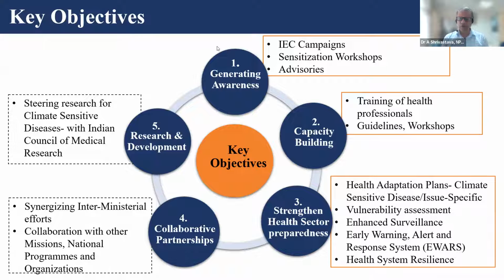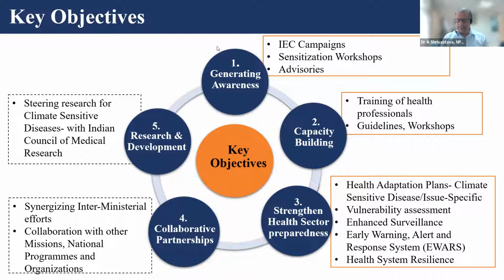The next pillar is strengthening of the health sector preparedness. The first part of that is developing health adaptation plans. As we realize that there are so many climate sensitive health outcomes, for each specific health outcome, health adaptation plans were to be developed. The centers of excellence were requested to develop a generic health adaptation plan, which we further share with the state governments and ask them to develop their health adaptation plans, and then request the centers of excellence to look into the state health adaptation plans and provide feedback so that they can be improved.